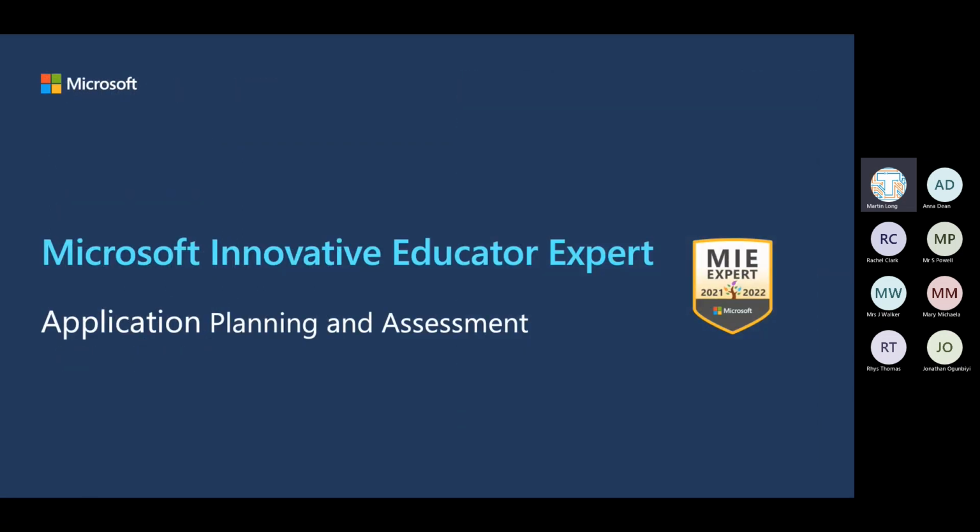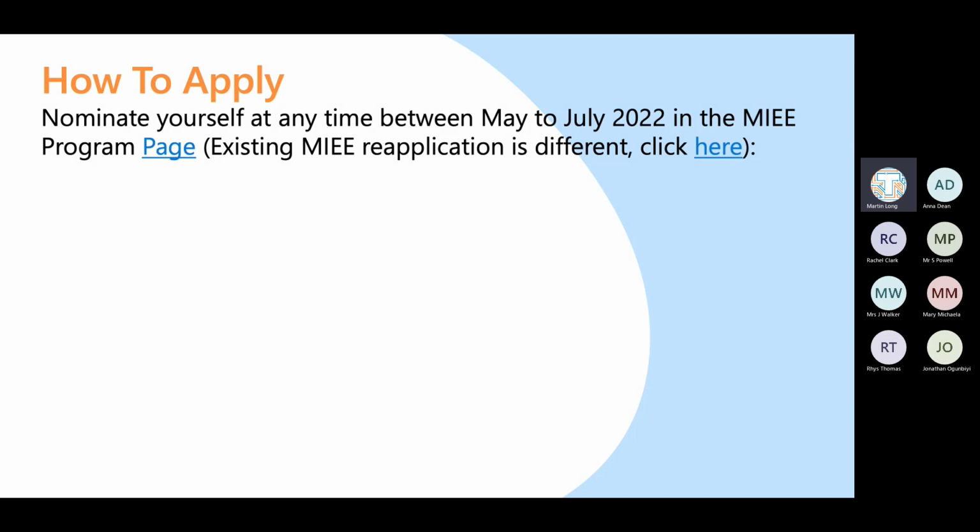So the process itself is pretty straightforward. It opened up on May the 5th and it closes on July the 7th. There's a dedicated page. You'll get this slide deck and I'll put it back into the team at the end of this session. If you were an MIEE this year or previously and you're reapplying, there's a slightly different form and link to use, and that's now on the first page of this slide.